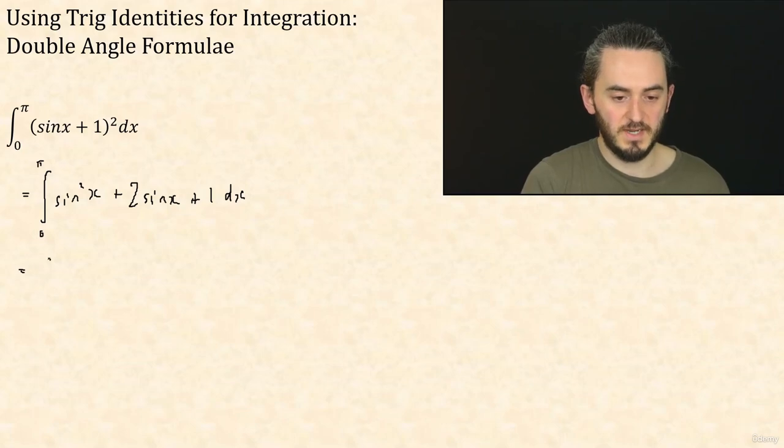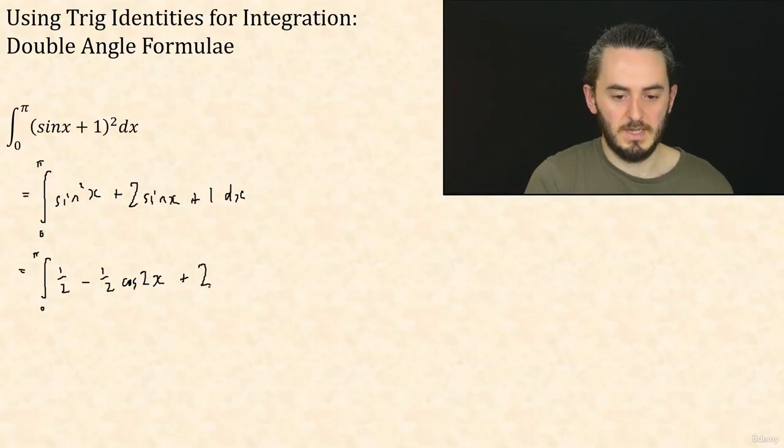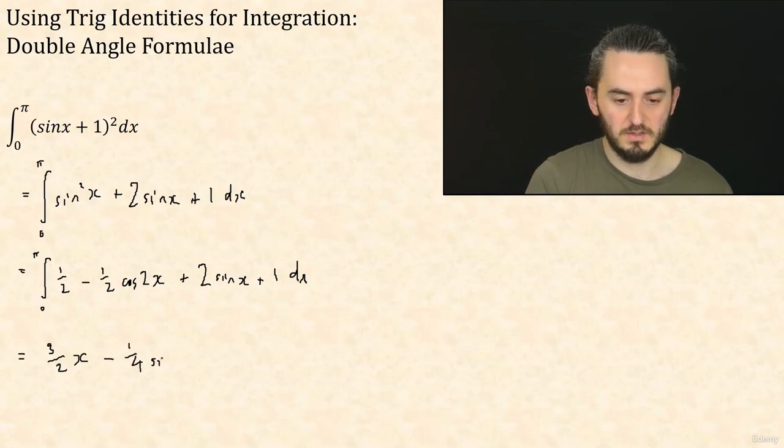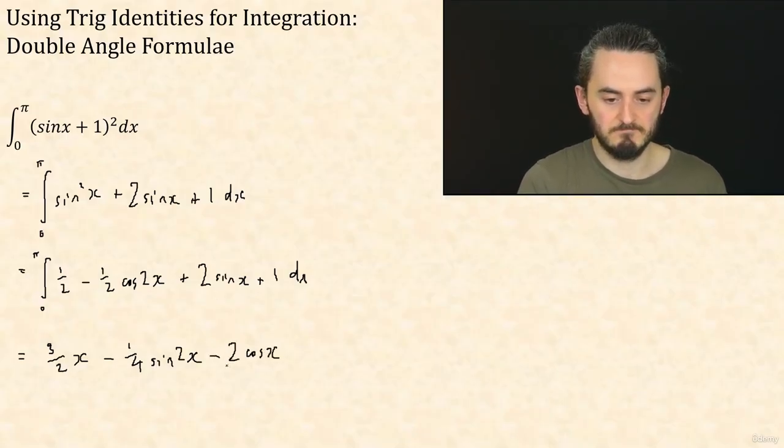So to integrate sine squared x, I have to express it in terms of the cos double angle. So that, remember, was a half minus a half cos 2x. And these are still there. Okay, now we can integrate. So let's just combine this. A half plus 1 is 3 over 2. So that integrates to 3 over 2 x. And then our minus a half cos 2x here integrates to minus 1/4 sine 2x. And then 2 sine x integrates to minus 2 cos x.